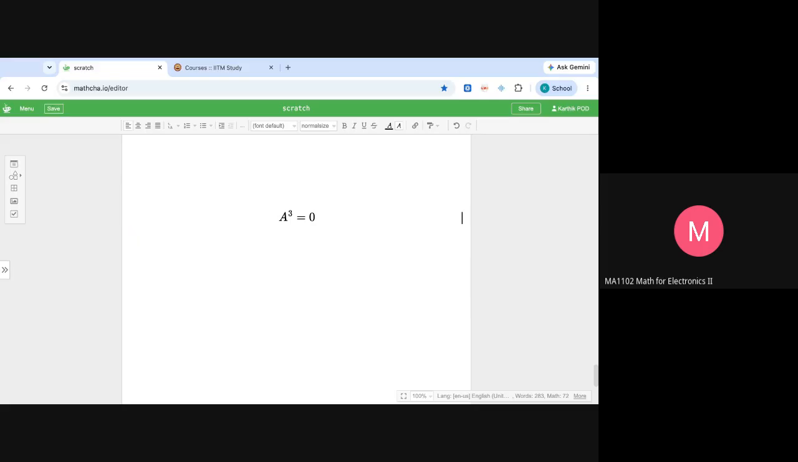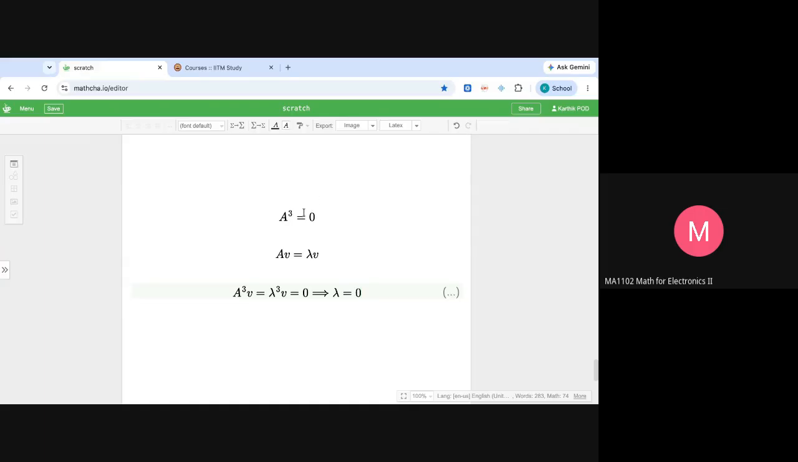So let's stick with A cube. A cube is 0. If it has an eigenvalue, it will obviously have some eigenvector. So A v is lambda v, so A cube v is lambda cube v. And this is always 0, right? So lambda cube v is 0, which implies lambda has to be 0.